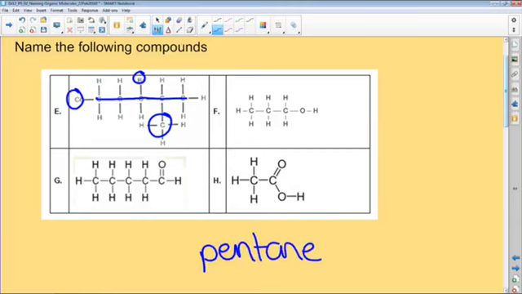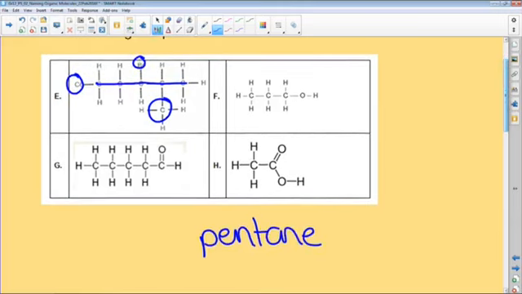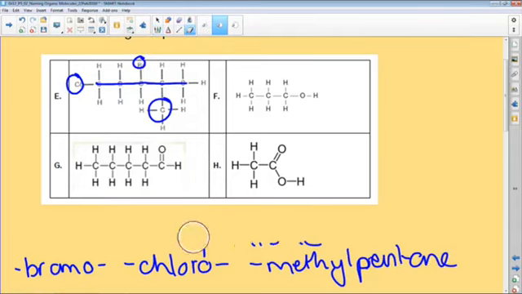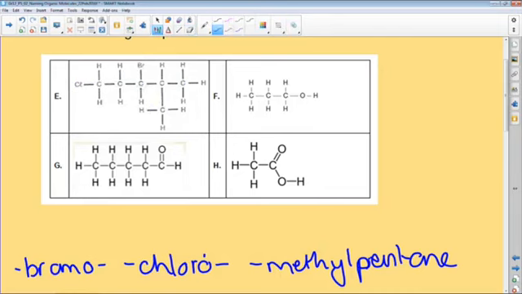I've also got a methyl group, a bromine, and a chlorine. So when I write the name, I'm going to end up going bromo, and it's going to have a number. Then there's going to have to be a number for the chloro, and I'm doing this like this because I ran out of space. Then it's going to have to be a number for the methyl group, and then it can be pentane. So now we are needing to figure out where the chlorine, the bromine, and the methyl group goes.